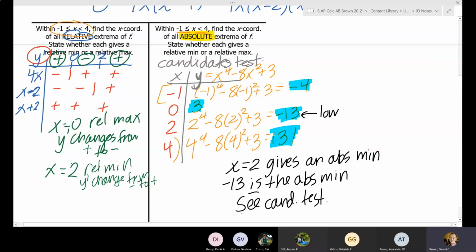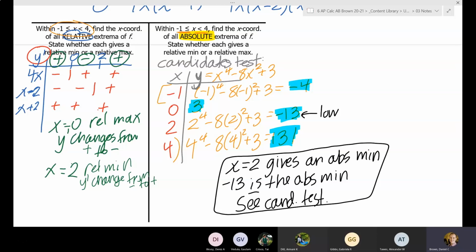And then here's where people start messing up. Looking at your candidates test, where do we see the highest Y value? At 4. So we see the highest Y value is 131. But what do I know about that 131? It's not included. So that 131 is on an open circle. So it doesn't mean you're going to go to the next highest one. That just means you have no absolute max. So the highest value we see is not included. So this has no absolute maximum.